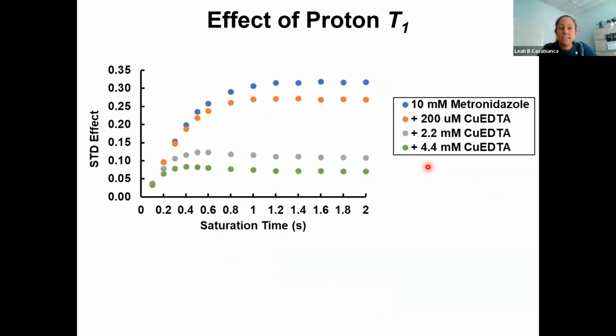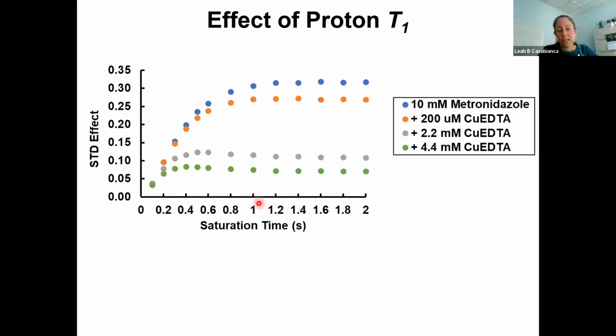The last is the effect of the proton T1. As the proton T1 decreases, the saturation of these free ligands will be driven back towards thermal equilibrium. So the magnetization will be driven back to thermal equilibrium by the T1. If we add copper EDTA, something that's going to decrease the T1, we see that the STD effect reaches a lower maximum STD, but it reaches it faster.